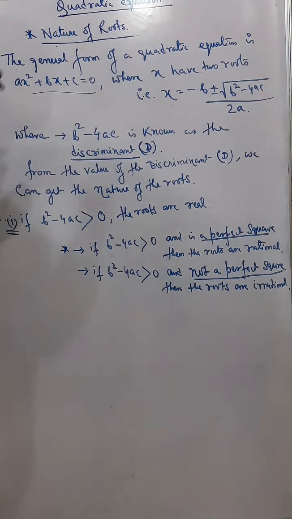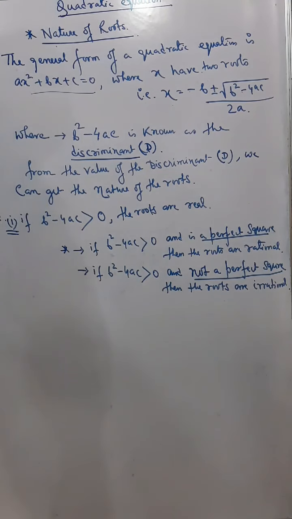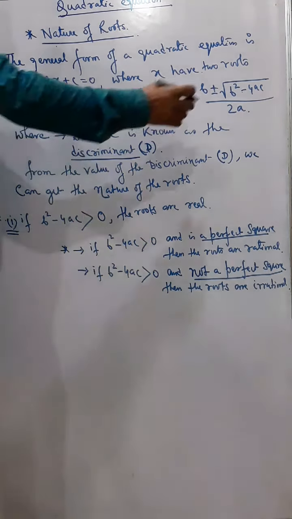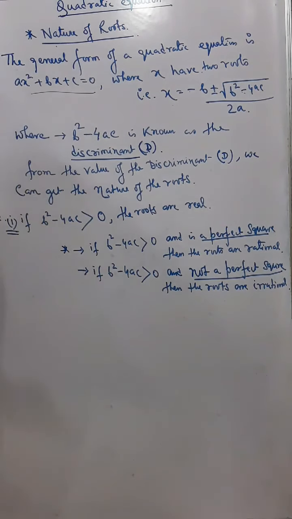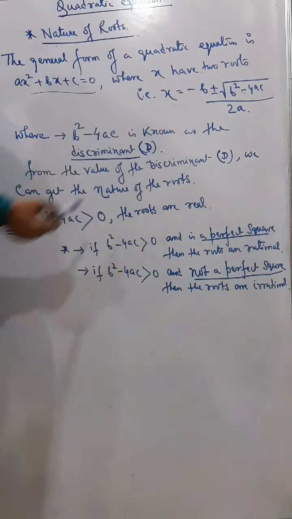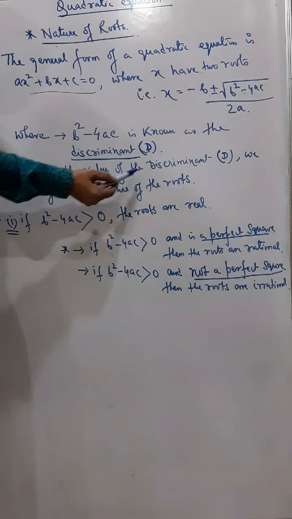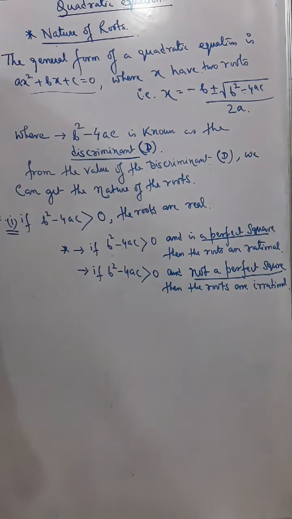Now for finding the nature of roots, you don't have to fully solve the quadratic equation and find the roots. In fact, we can just find the value of the discriminant to find out the nature of roots. Okay, I'll show you one by one. So that means you can understand that this b square minus 4ac is known as the discriminant, and from the value of the discriminant D, we can get the nature of the roots. How? The first one.